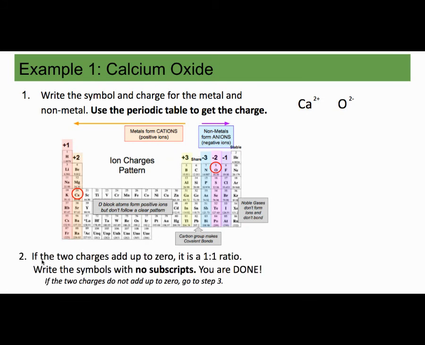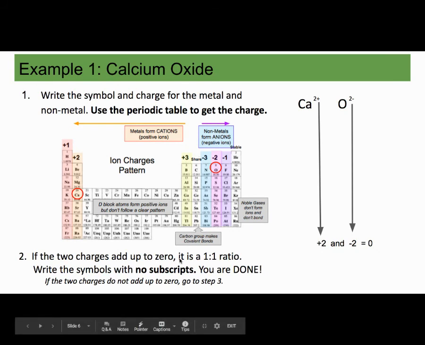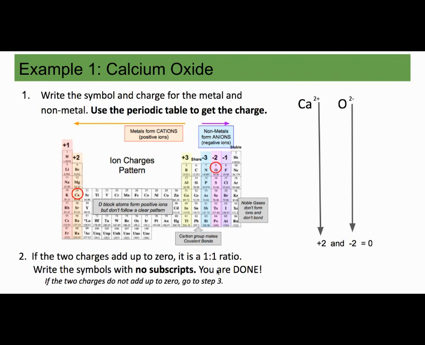Step 2, now we need to check and see if the two charges add up to 0. So I do that, +2 and -2, they equal 0. Now I know it's a 1-to-1 ratio. We can write the symbols with no subscripts. We are done. So I'm going to bring my Ca down, my O down. The formula for this is CaO. 1 atom of calcium bonds to 1 atom of oxygen. And we do not need a 1 for a subscript. Whenever it's just 1, we leave it blank.